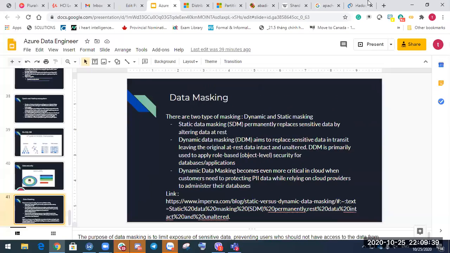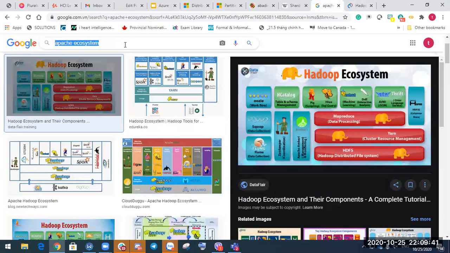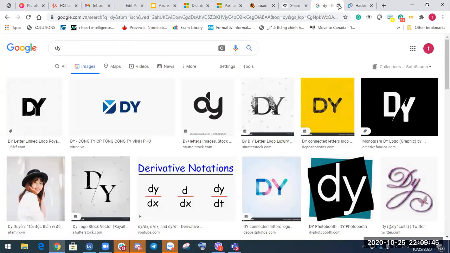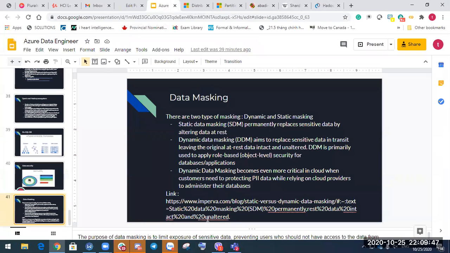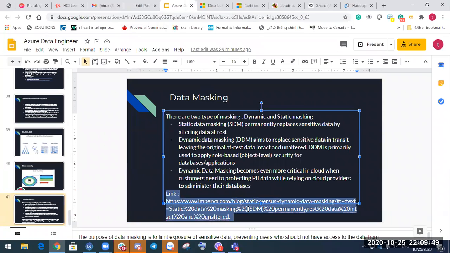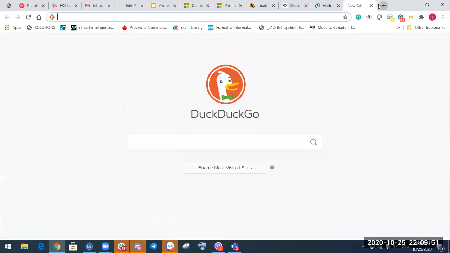To conclude the lesson, let me bring you to the picture of data masking, so that you can imagine the data masking process.